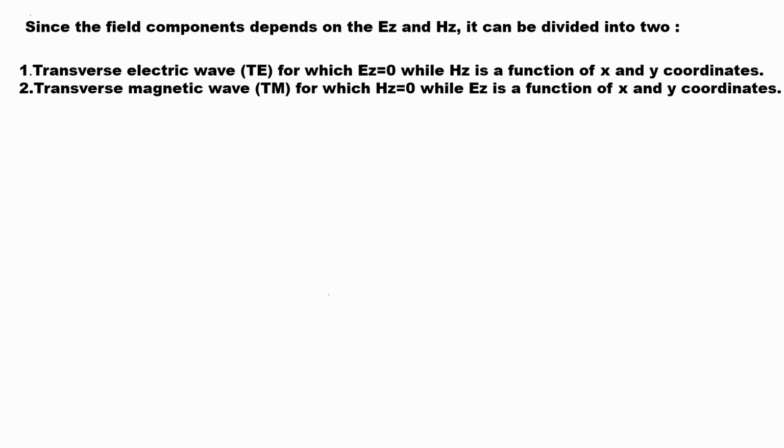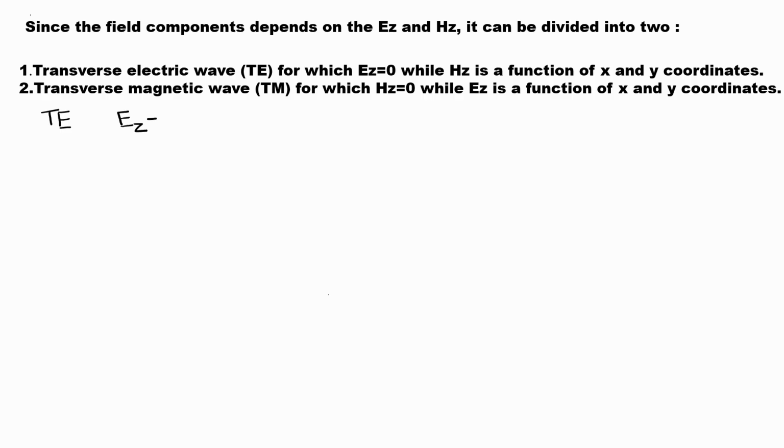Now we are discussing another fact, that is the field components always depend on Ez and Hz, and it can be divided into two, that is transverse electric wave and transverse magnetic wave. So for transverse electric wave, Ez equal to 0, that is Hz is a function of x and y coordinates, and in transverse magnetic wave, Hz will be 0 and Ez is a function of x and y coordinates.